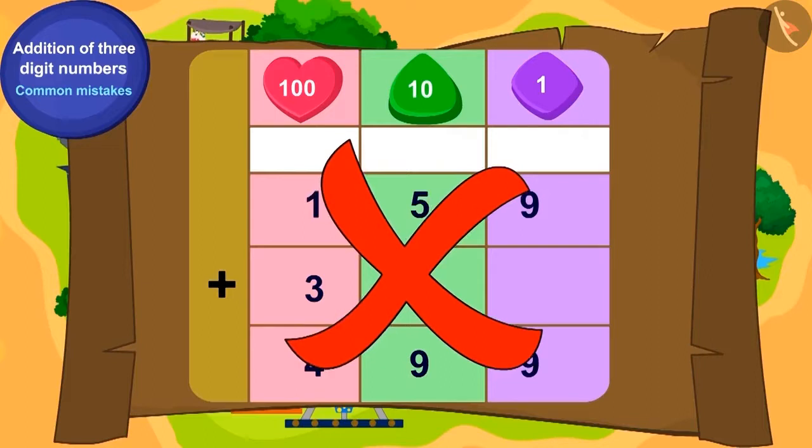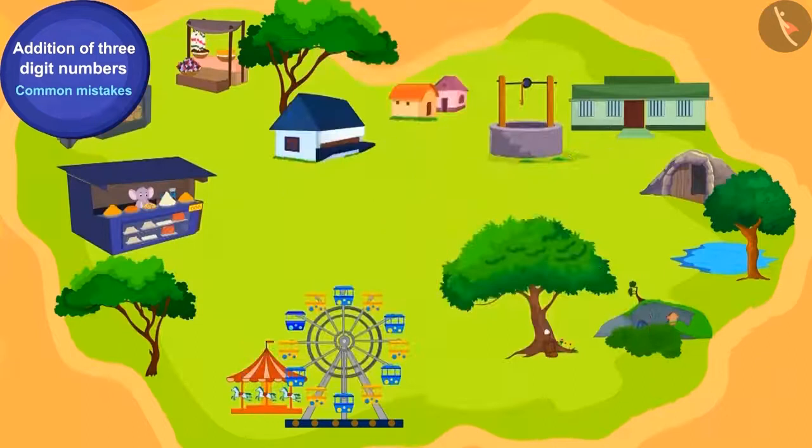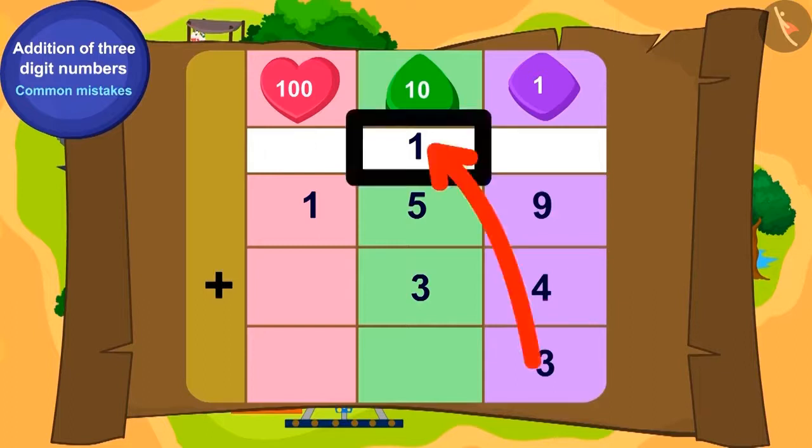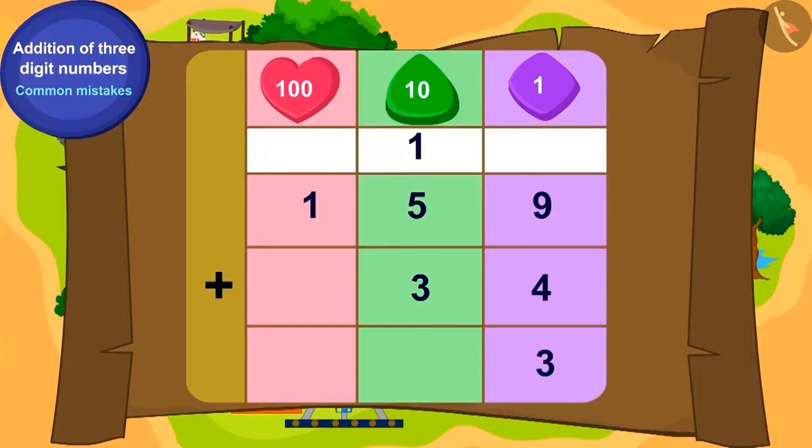Children, can you solve this addition by writing it correctly? Now, have we written this addition correctly? How many ones will we get by adding 9 ones and 4 ones? 13. Now, how do we write 13? Yes, for 13, you will write 3 in the ones position and carry over 1 to the tens place like this. Now, how much is the total of the carryover added as 1 ten, 5 tens and 3 tens?